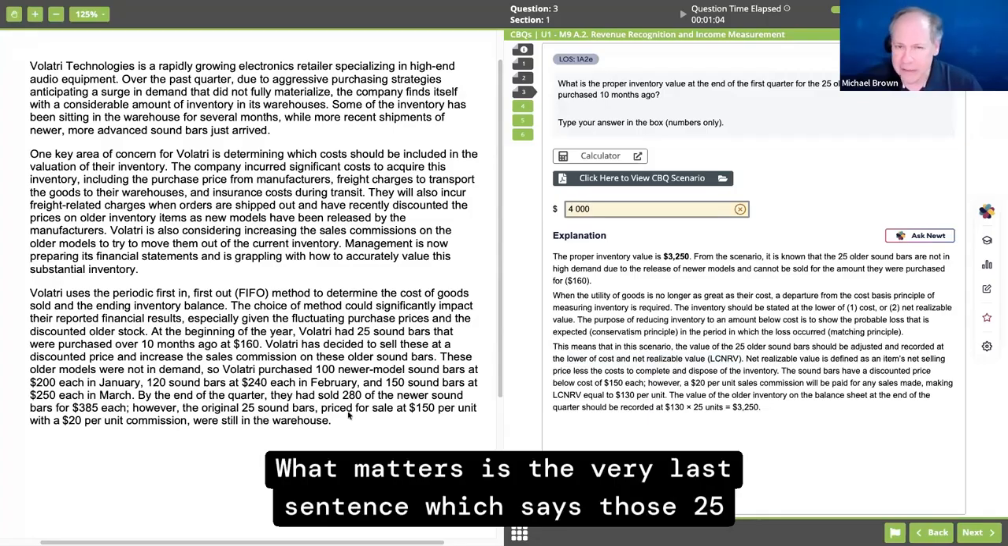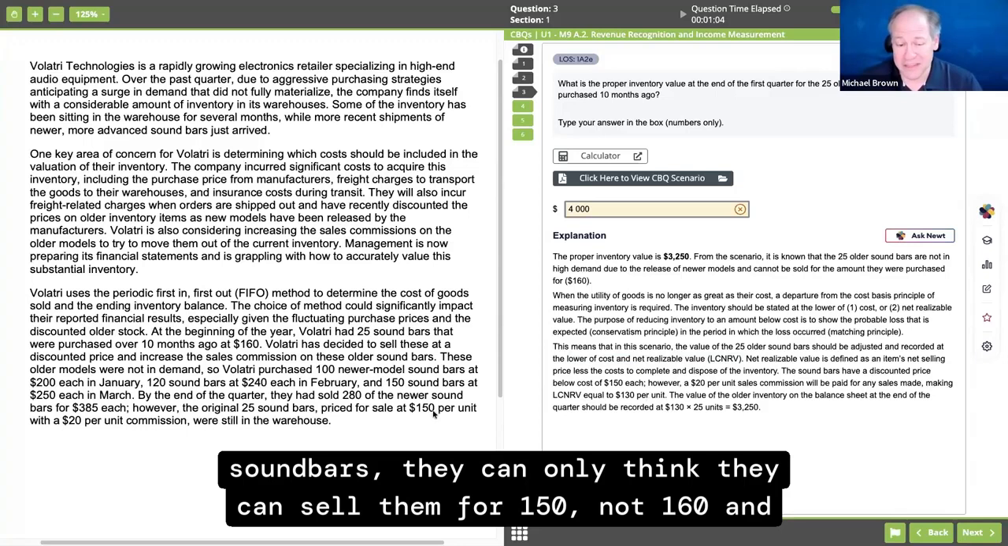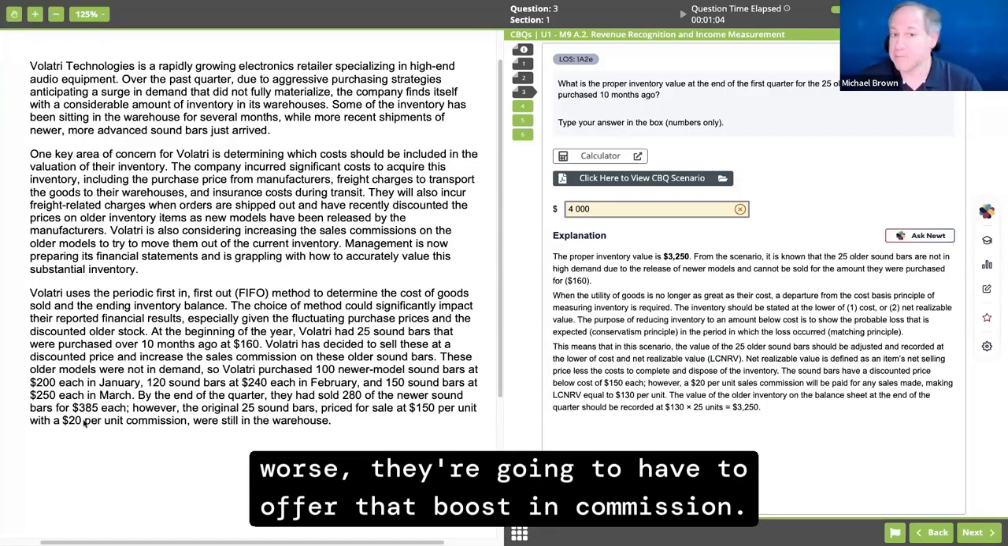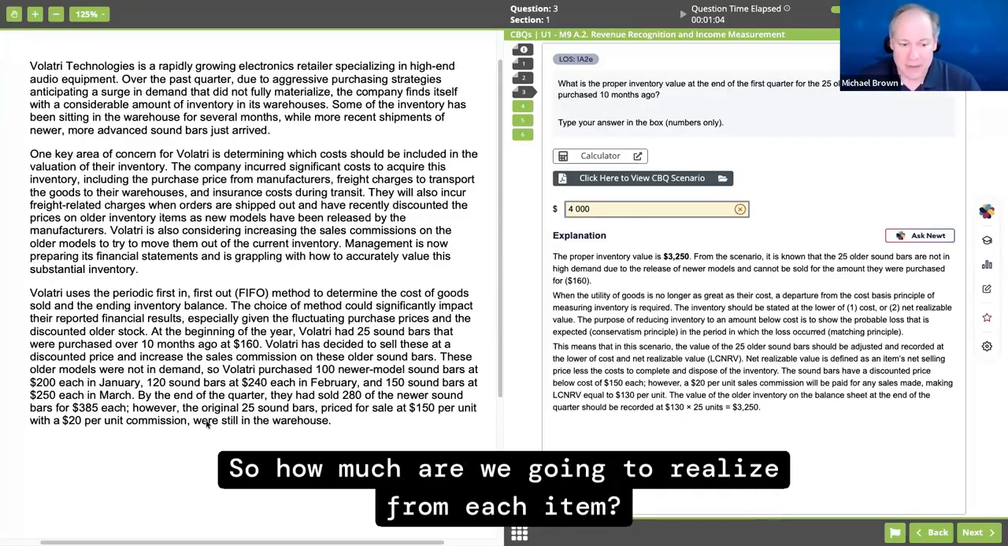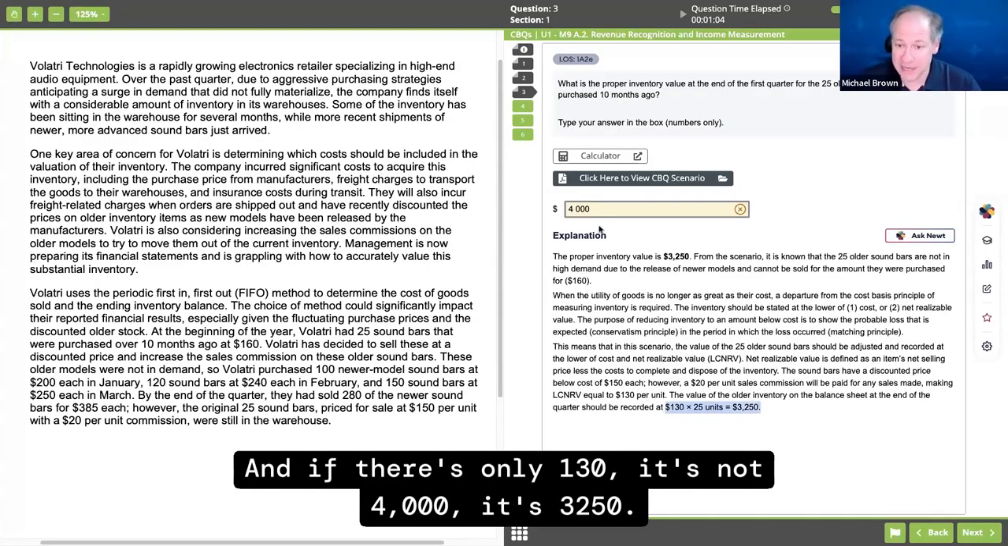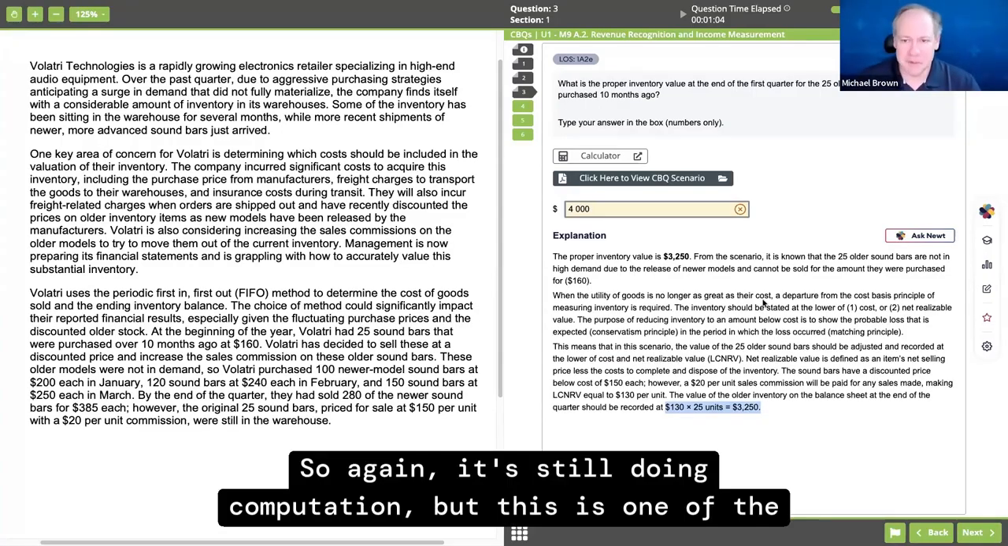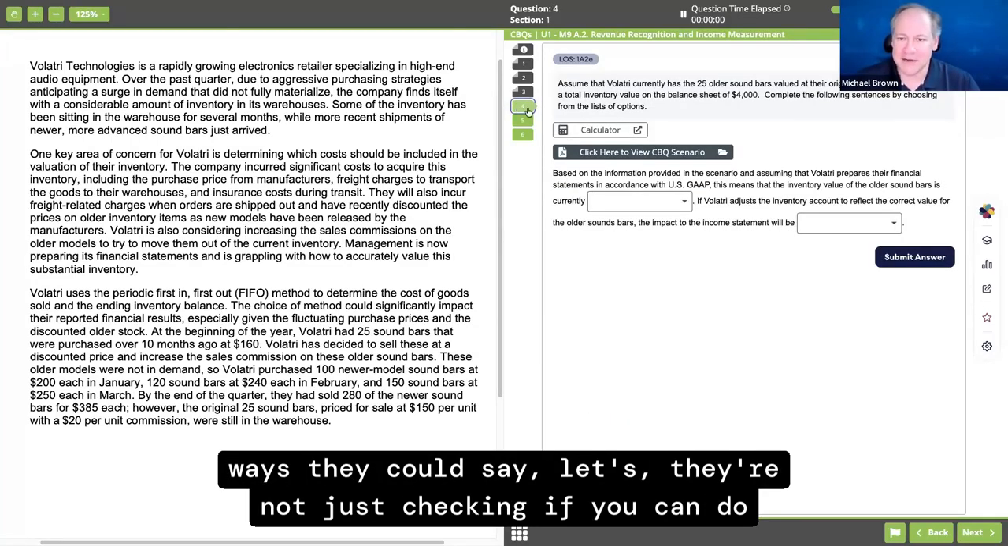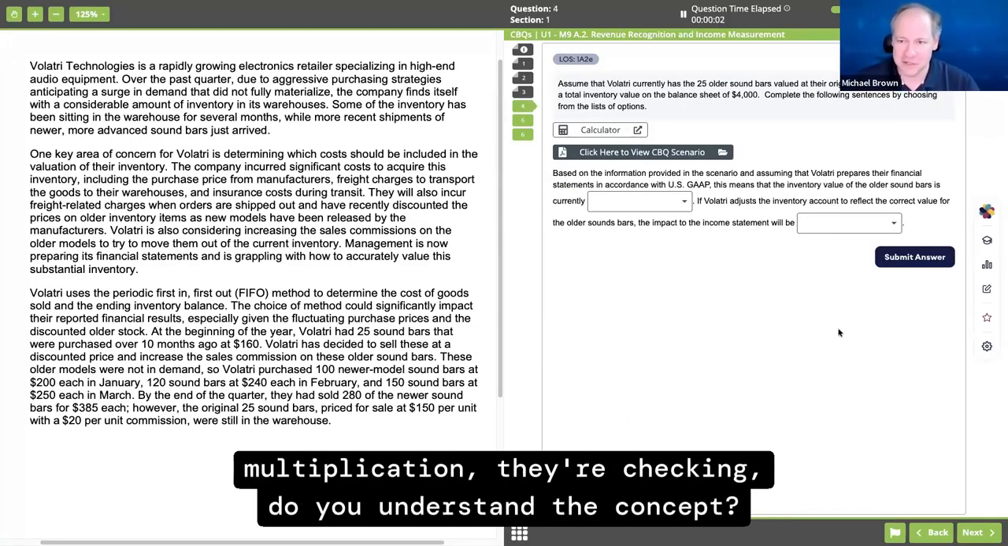What matters is the very last sentence, which says those 25 sound bars, they only think they can sell them for 150, not 160. And worse, they're going to have to offer that boost in commission. They're going to offer $20. So how much are we going to realize from each item? Not 160, only 130. And if there's only 130, it's not 4,000, it's 3,250. So again, it's still doing computation, but this is one of the ways they could say, they're not just checking if you can do multiplication, they're checking, do you understand the concept?